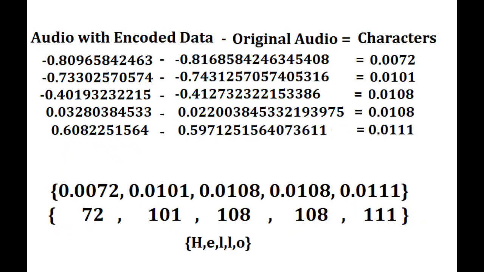So to decode it, you just reverse the process. You take the audio with the encoded data and you subtract the original audio from it, and that'll give you the numbers for the characters back. You multiply those by 10,000 because you divided by that before, and then convert them back into characters, and you'll get your original message out. And so that's it for the procedure here.